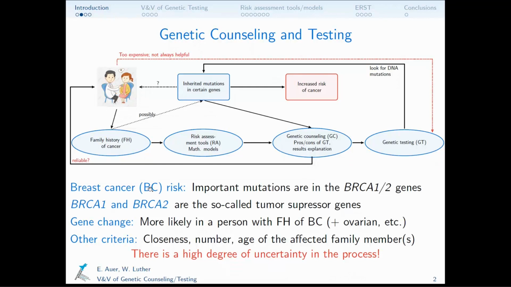with a focus on breast cancer. Important mutations for breast cancer risk are in the BRCA1 and 2 genes. BRCA1 and 2 are the so-called tumor suppressor genes. A gene change is more likely in a person having a family history of breast cancer. Other criteria might be closeness, number, or age of the affected family members. As we can see, there is a high degree of uncertainty in the process.